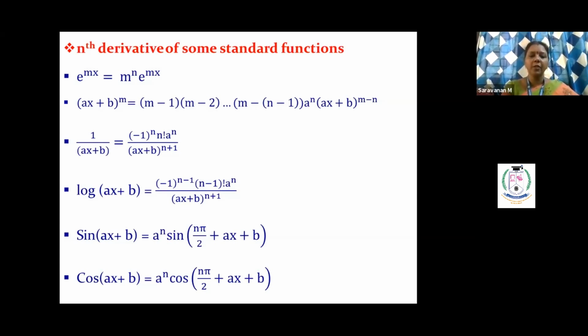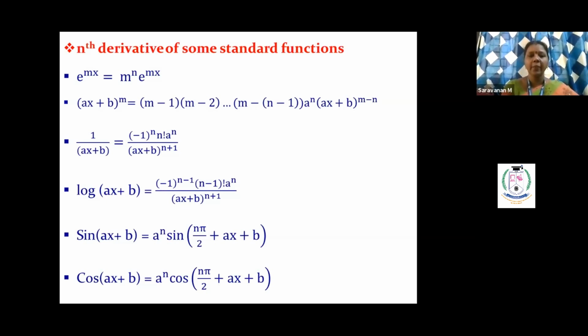Sine of ax plus b and cos of ax plus b is given. You can remember these two formulas easily, and combining 1 by ax plus b and log of ax plus b, you can combine and remember easily. Only a slight difference is there. For sine of ax plus b, you are having a power n into sine of n pi by 2 plus ax plus b. And for cos of ax plus b, instead of sine, we are having cos, the same terms.